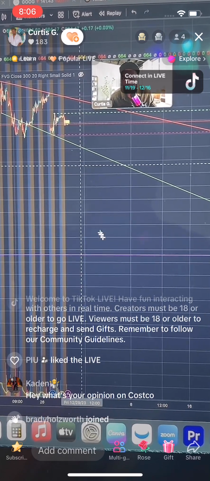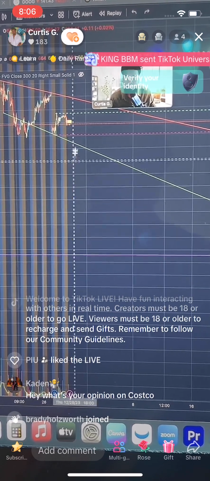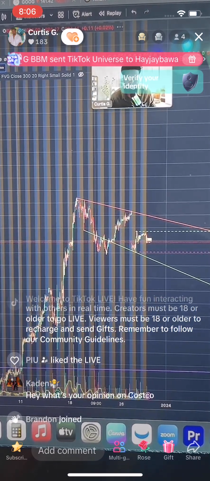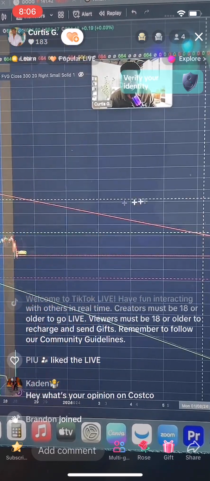All right, so we're talking about trading Costco. I hate that these lines keep popping up. I need to get on my hotkeys when it comes to TradingView. But all right, so now we're looking at Costco. We're talking about trading it.